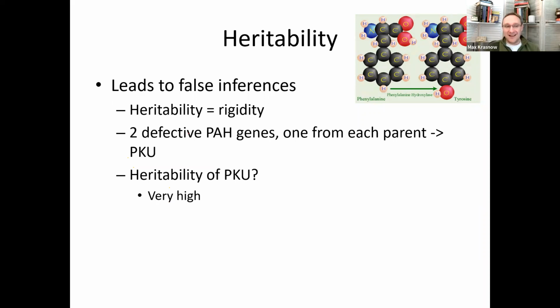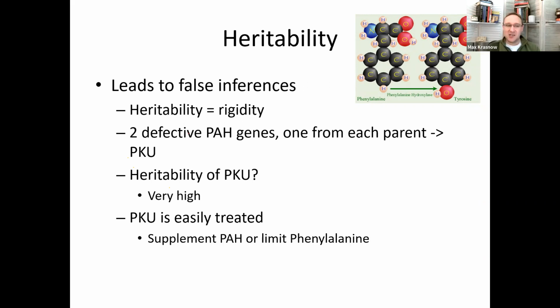But PKU is anything but hard to treat. In fact, it's very easily treated. We understand how it works. We understand what the problem is. And so we can either manufacture that enzyme and give it to people as a pill so that their body has the enzyme, or you can restrict or limit the amount of phenylalanine that you eat in your diet.